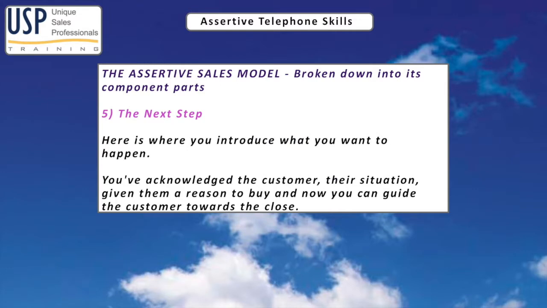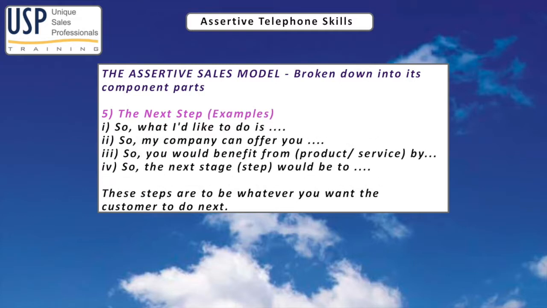Here is where you introduce what you want to happen. You've acknowledged the customer and their situation. You've given them a reason to buy, and now you can guide the customer towards the close. Here's some examples of what I mean. So, now I've included the fourth step in this to give it some flow.